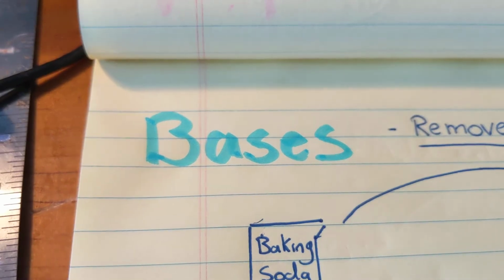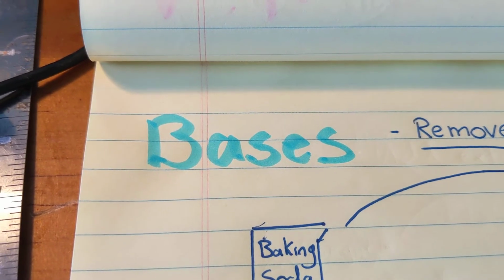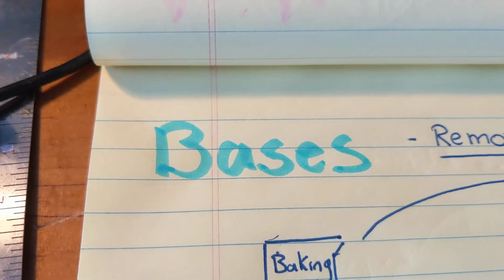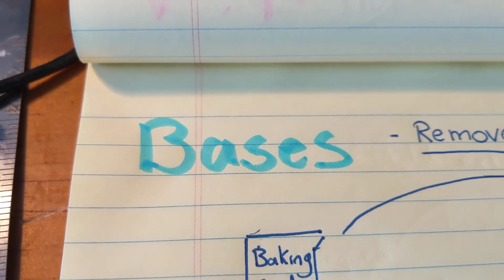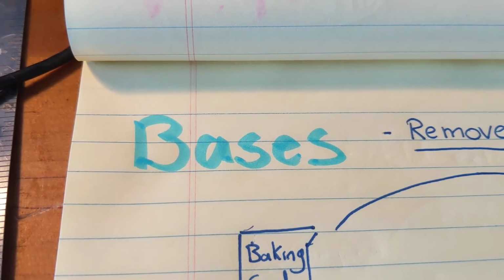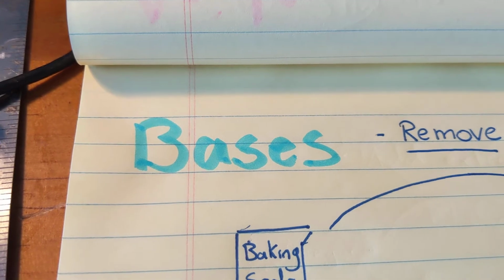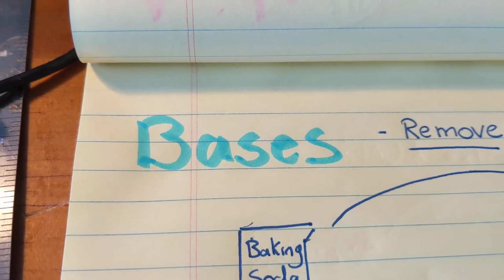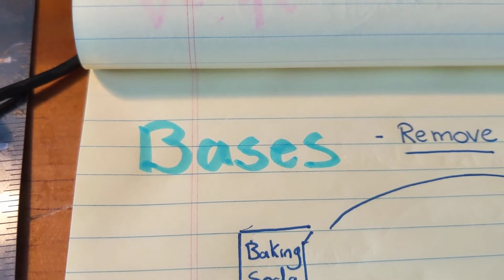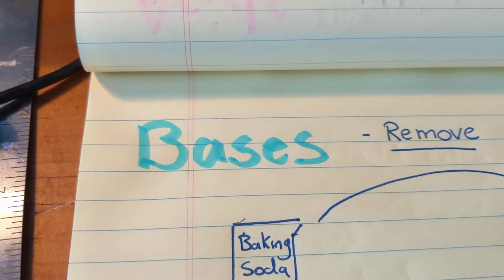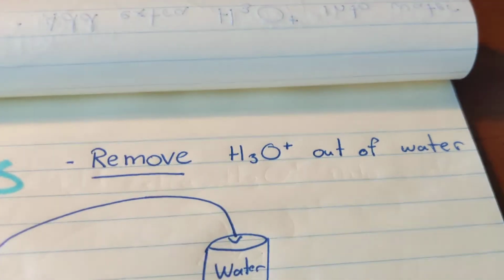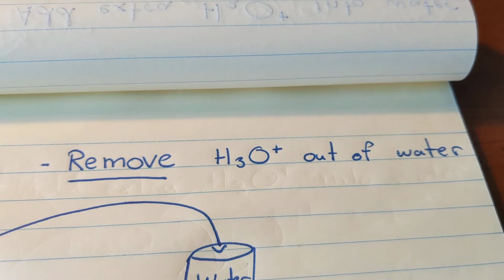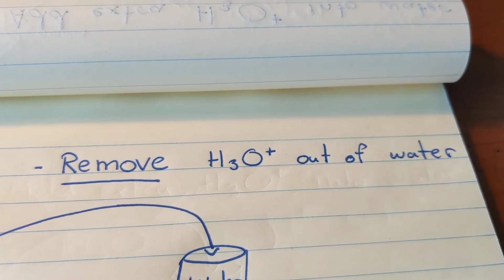Alright, chemistry students. In the previous video, you saw what acids do when they're added to water and how they throw off the balance of hydronium ions, H3O plus, and hydroxide ions, OH minus. Now we're going to learn how bases can throw off the balance, but in a different way. So what bases do, bases remove H3O plus, or remove hydronium ions, out of the water.